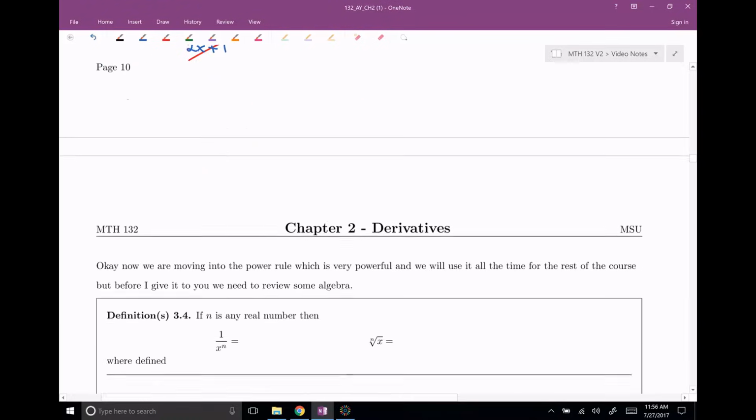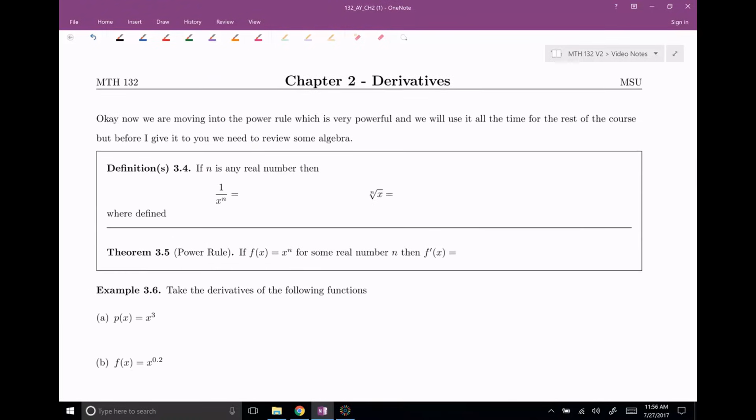Let's do something a little bit more complicated. So yes, we get something called the power rule, which is indeed very powerful. Before I give it to you though, I've got to go over a little bit of algebra. If n is any real number, then sometimes we have 1 over x to the n. This can be 1 over x squared, or 1 over x cubed, or 1 over just x to the first. It's useful to know that this can be rewritten as x to the negative n power. So instead of having x to the positive n in the denominator, you can bring it up to the numerator, so long as you make that exponent negative. We'll see this in action in just a second.